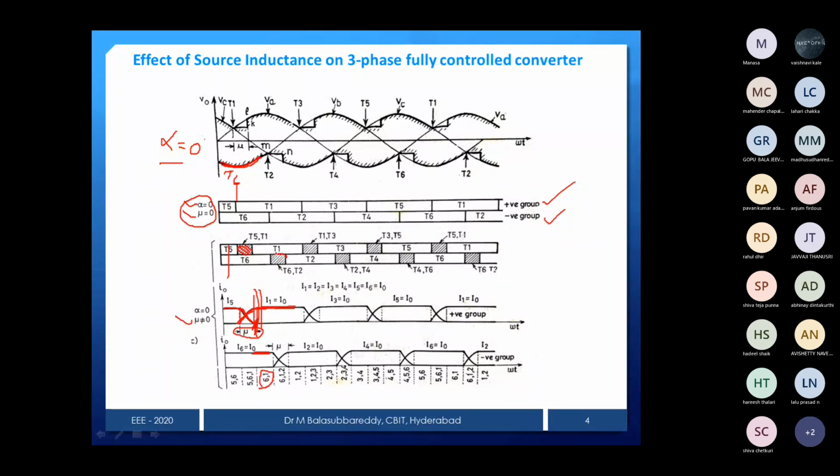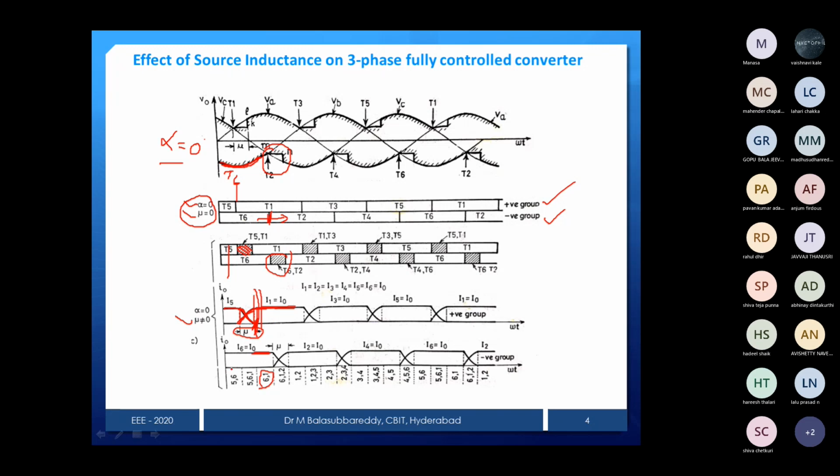After that, what is happening in the lower group? Because here you can see that whatever shaded portion, that is the overlap period. And now after this instant, the lower group is going to change over. What is the lower group? 6 at this point. 6 is already conducting. Now here I am giving a pulse to T2. So that's why the current is transferred from 6 to 2.